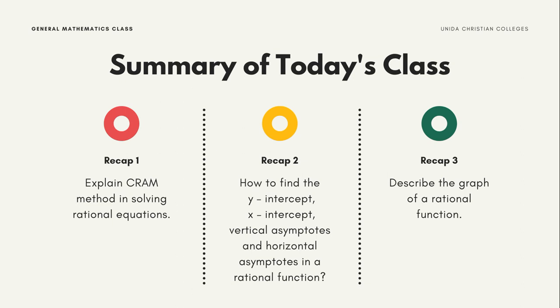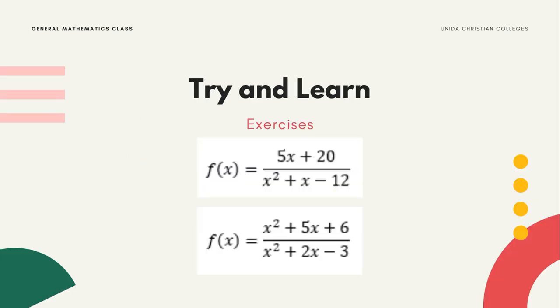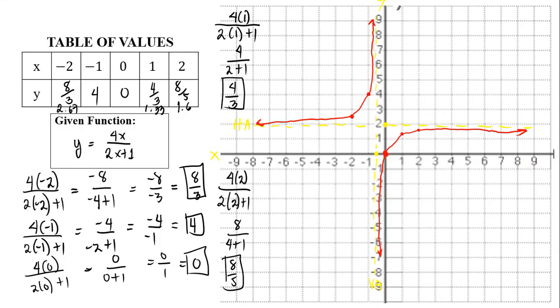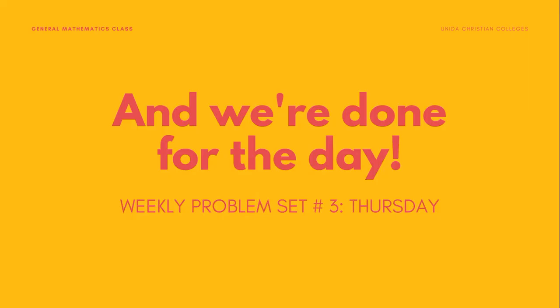Okay. Next, recap number 3, we have to describe the graph of a rational function. As you can see po, dun po sa graph ng ating rational function, makikita natin na papalapit lang siya ng papalapit doon sa ating vertical and horizontal asymptote, pero sila po ay never na magta-touch or mag-mimic.